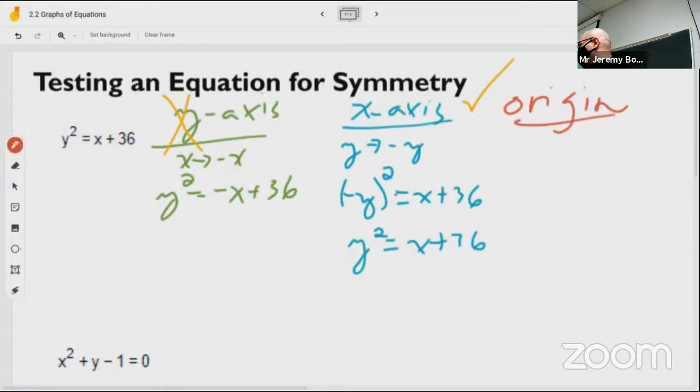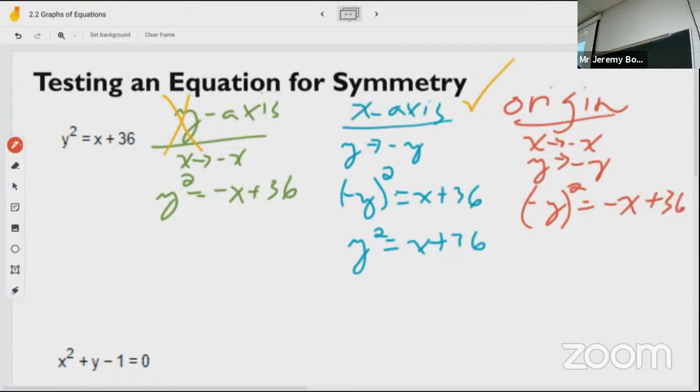And the origin. Now we're going to replace both x with negative x and y with negative y. And so we're going to have negative y squared equal to negative x plus 36. And so we can evaluate this square, make this y squared, but it's going to equal negative x plus 36. Is that equivalent to our original? No, so it's not symmetric with respect to the origin. Any questions on that?